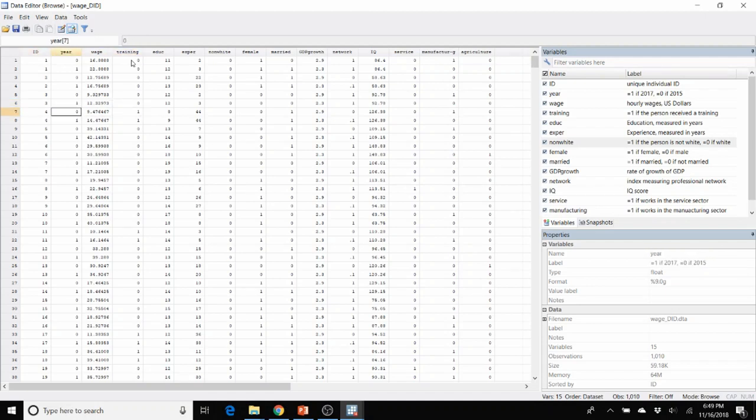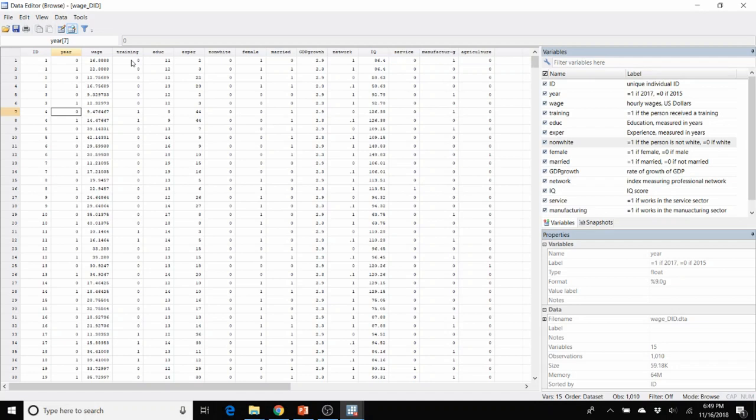Training, person four. Person four for both years has a one here. This indicates that person four attended the training. Person four is in the treatment group. You'll notice here, and this is the tricky part, that person four has a one even in year zero.